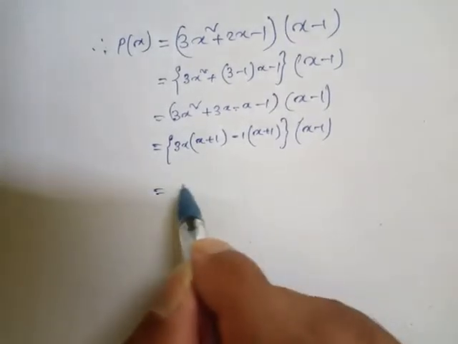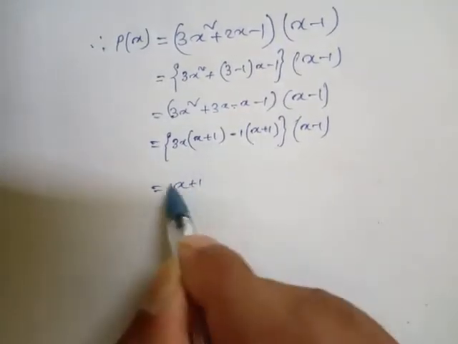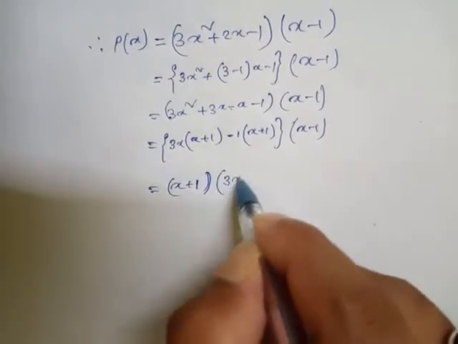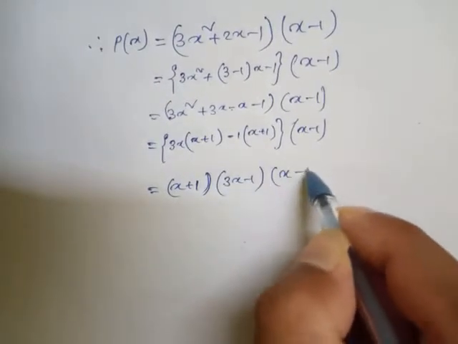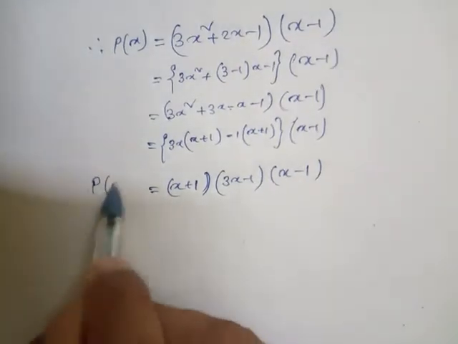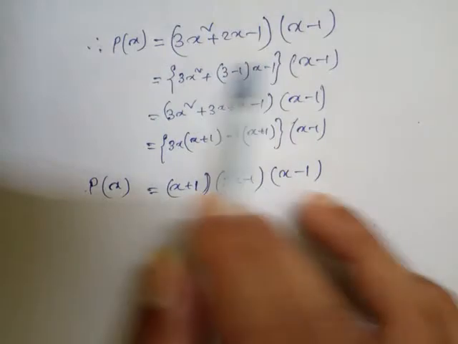Now look, next, this is x plus 1. These two are common, taking x plus 1 one time, and the remaining part would be 3x minus 1, and this is x minus 1. So this is the p(x) after solving this part of p(x).